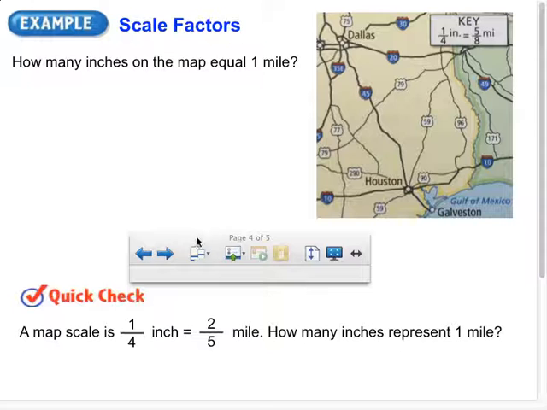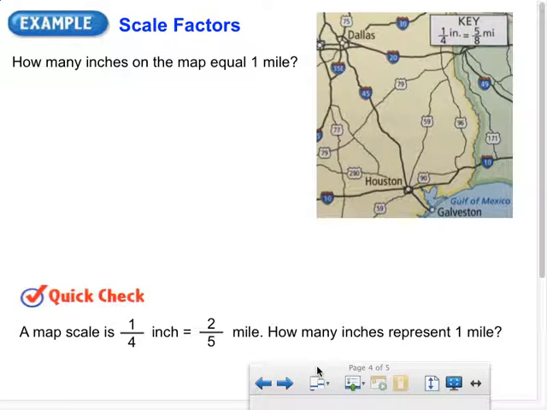Okay, moving along. Last 2 problems, and we're done with our lesson. Scale factors. Now, anytime you have a map, you're going to have a key. The key tells you if you were to place a ruler on the map, what would each length of measure represent at full scale? So in this case, 1/4 of an inch on this map represents 5/8 of a mile in real life. Does that make sense?